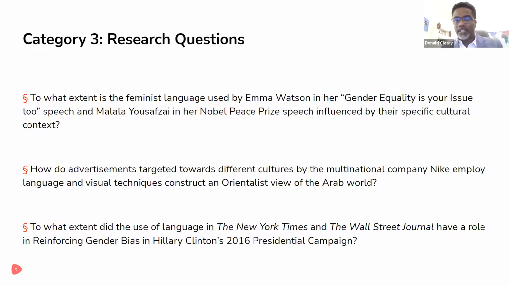A side note, that's interesting because that's one of the paper 1 type questions where you look at text and image working together. So for advertisements, you're looking at text and image working together as well. And the third one here, again, another successful one, the student looked at comparing or discussing the way in which the New York Times, which is predominantly a liberal newspaper, versus the Wall Street Journal, which is predominantly conservative, used gendered language to represent Hillary Clinton during her presidential campaign in 2016. Interesting topics.